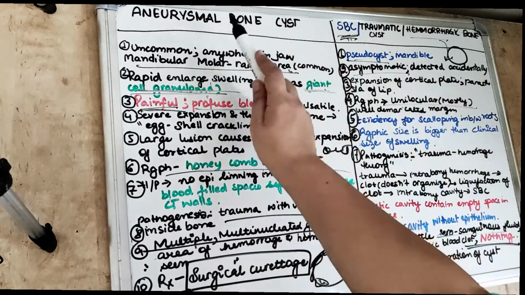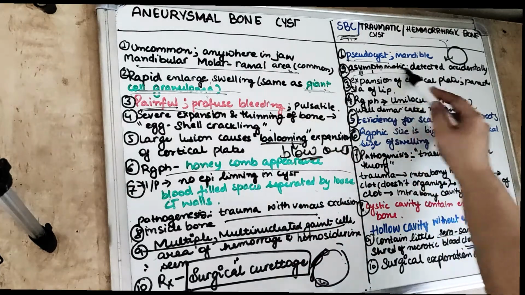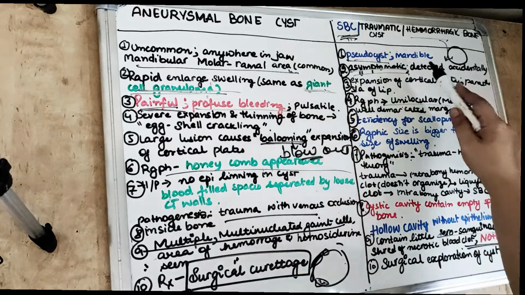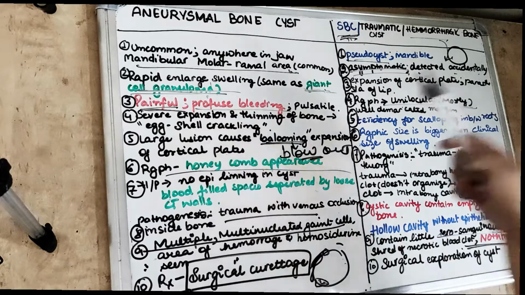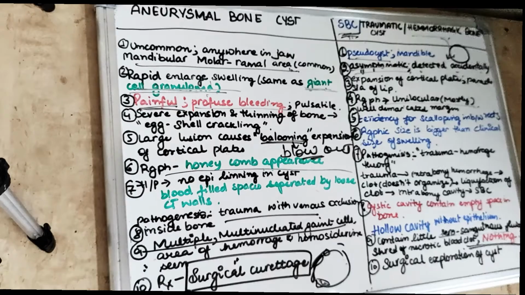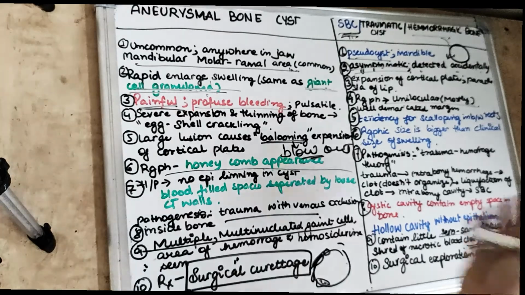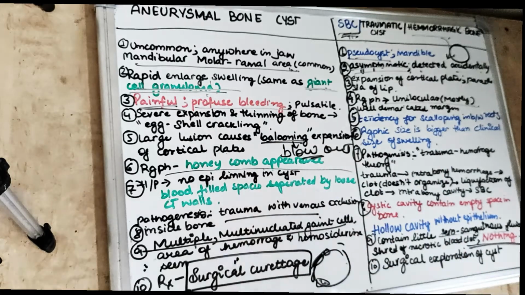Asymptomatic. See, the aneurysmal bone cyst patient feels a lot of pain, right? But SBC is atraumatic and it is usually detected accidentally in the radiograph. There is expansion of the cortical plate, paresthesia of the lip. So all these things will be seen. Also, the cyst is seen in young people, but it is rarely seen after 25 or 30 years of age. Females are again more affected with this cyst. Mandible is more affected. So this cyst is mostly asymptomatic.